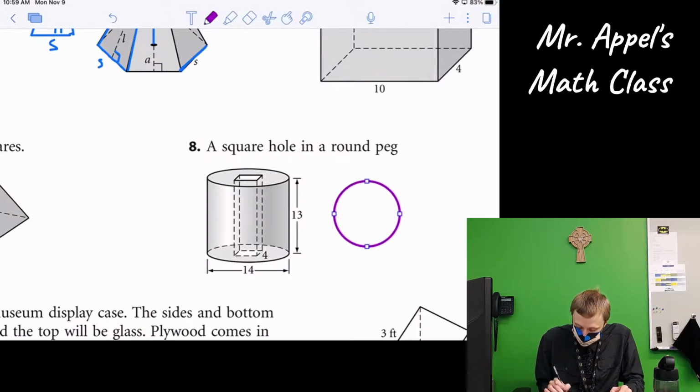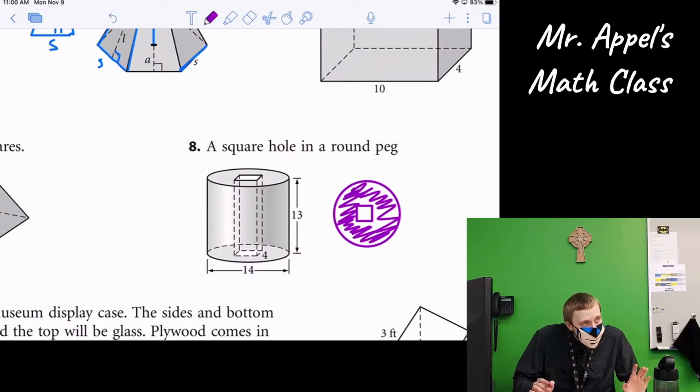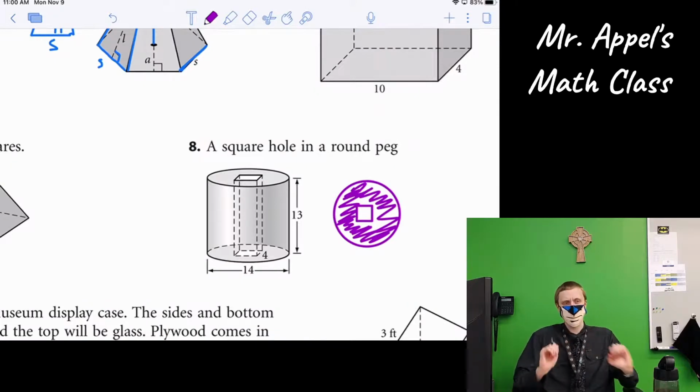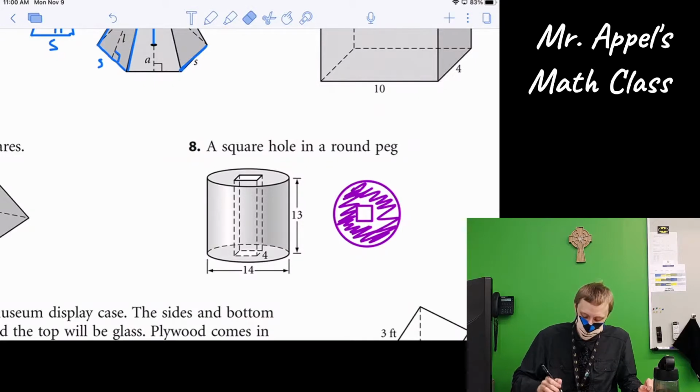So the very top is a circle with a square hole in it. You only need this much. So surface area is not just about adding them all up. You also have to watch, when do I subtract? Once again, third grade skill, adding and subtracting numbers here. You can handle this. Don't overthink these things.